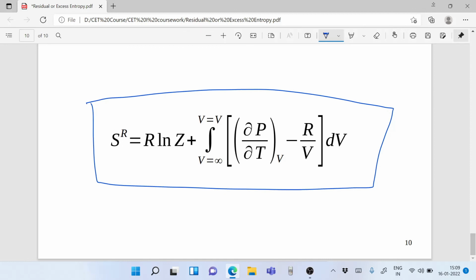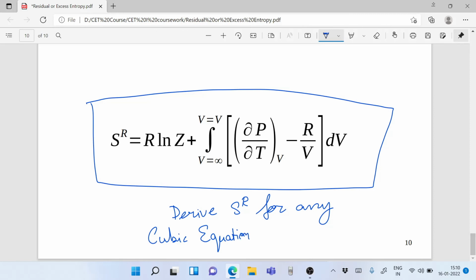Now remember one thing, this equation is the starting equation to derive the residual entropy for any cubic equation of state. This is the starting equation. Now, why was this lecture taken? This lecture was taken obviously to make you understand how we arrive at this. We can start from this and derive the residual entropy for any cubic equation.